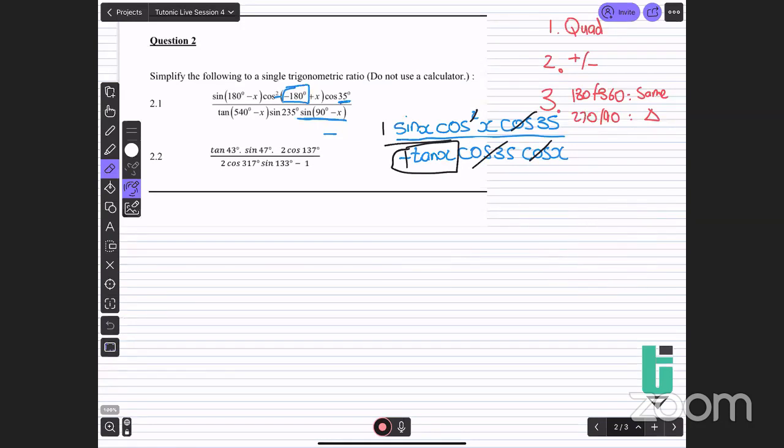Then the next one, 2.2, tan 43, sine 47. Okay. Because they don't want you to use a calculator, we're probably going to have to simplify this, right? Using reduction. Can we simplify tan 43?